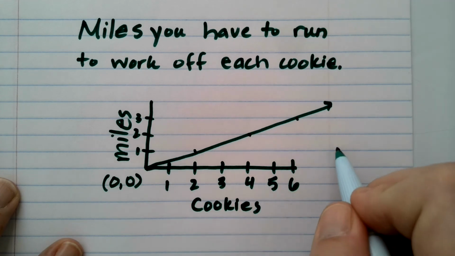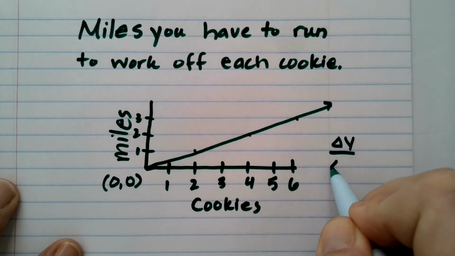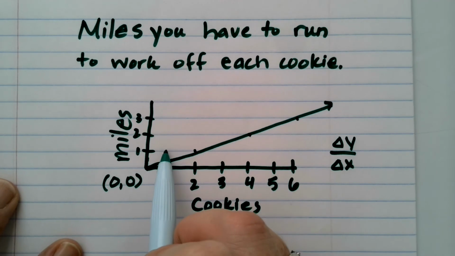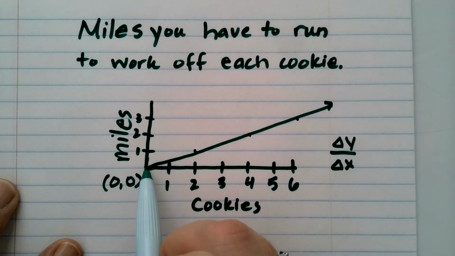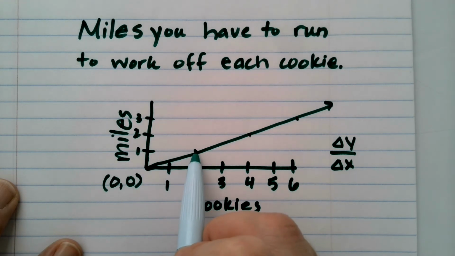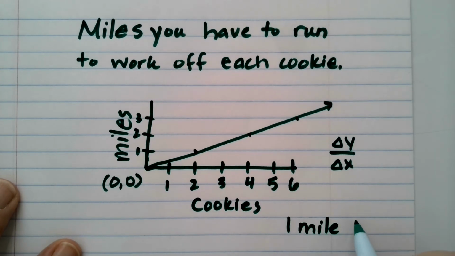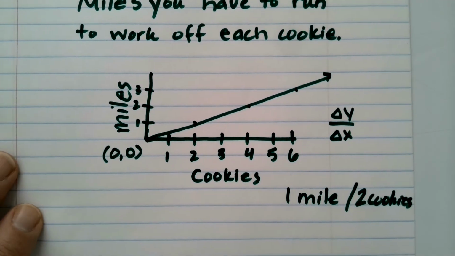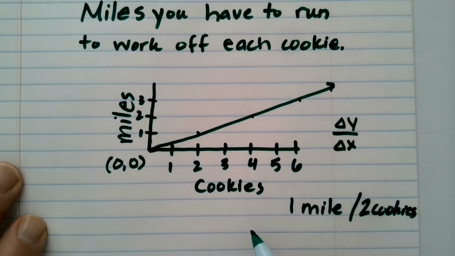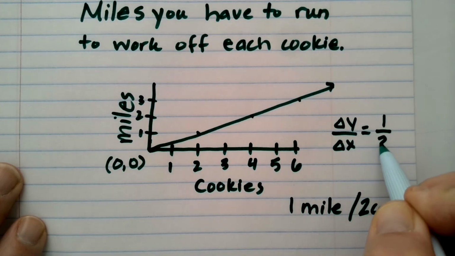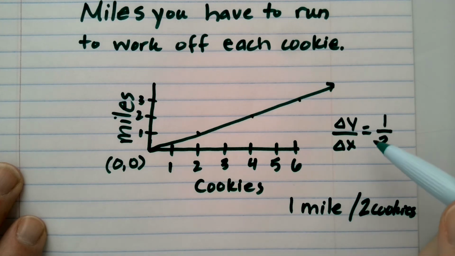So let's look at it because remember, it's the change in y over the change in x. So let's look at how far up we go on the y-axis and how far over we go on the x-axis. So we go up 1 over 2, okay? So you might say you have to run 1 mile per every 2 cookies, okay? Now that would be our unit rate. If we were to talk about slope, change in y over change in x, we would see that that is 1 mile for every 2 cookies. So our unit rate and our slope are the same for this graph.